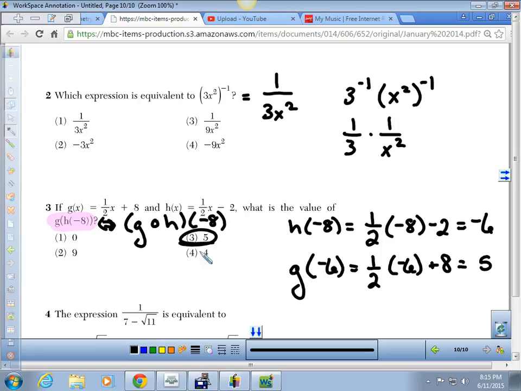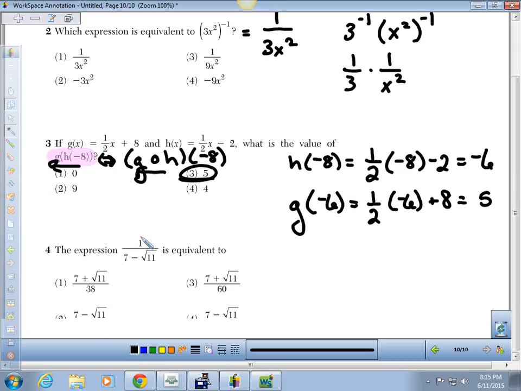If you'll notice, if you did the composition backwards, if you did the G first, I bet that answer is there as well. If you do G at negative 8, half of negative 8 is negative 4, plus 8 is 4. Half of 4 is 2. 2 minus 2 is 0. It's not 5. Wow, that's surprising. So that should be an automatic clue for you that, ooh, I did it the wrong way. You always do the inside first and work your way out, no matter what notation. Inside out.